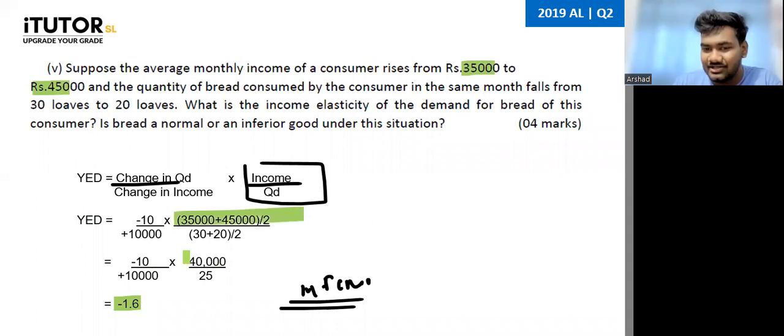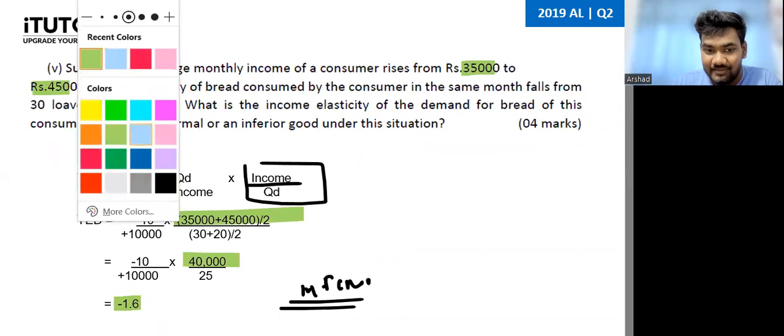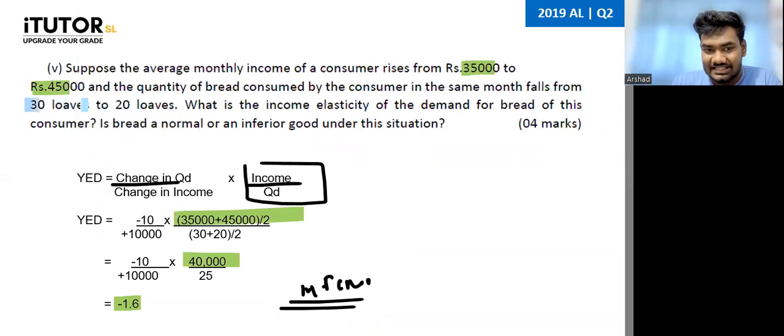That's what I am doing here. 35,000 plus 45,000 divided by 2, 40,000. Then the next one, same thing for quantity demanded. Here it's 30, here it's 20. So what's the average quantity demanded? 30 plus 20 divided by 2, 25. That's the only difference that I'm doing. So this is not like another method, guys. Just the difference is for income and QD, we are taking the average income and the average QD. Is that clear? Fine.